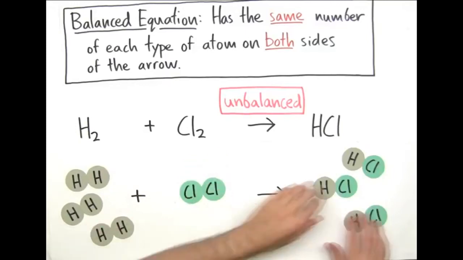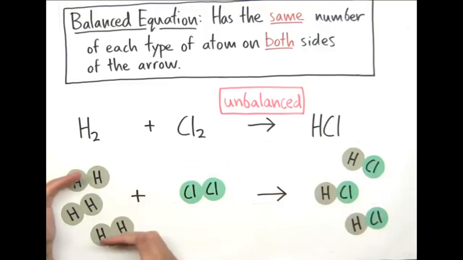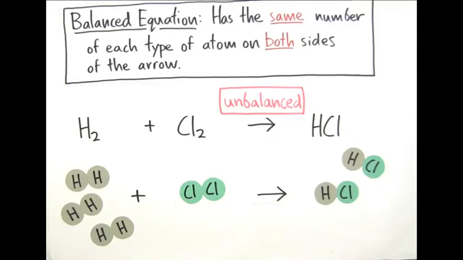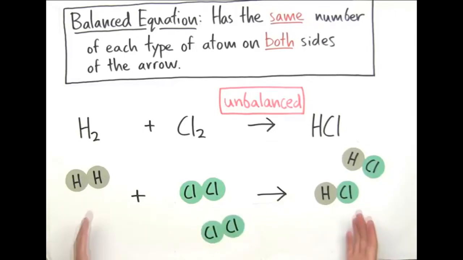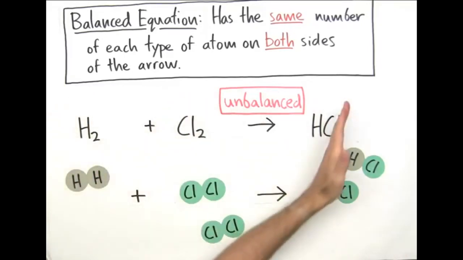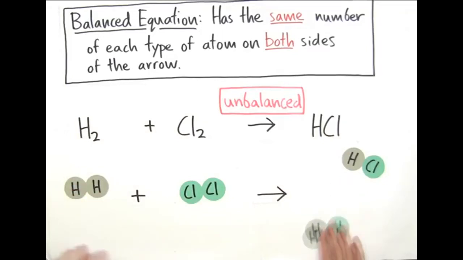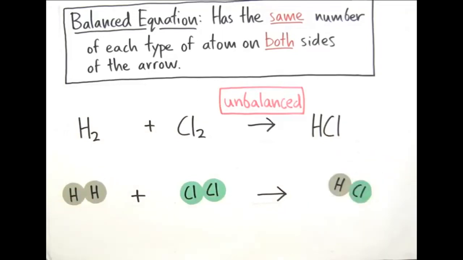Okay, it's a little bit like a puzzle. So it might turn out that to balance this equation, we need 3 of these and 1 of these and 3 of these. Or we might need 2 of these and 2 of these and 1 of these. So we play around with the number of each one of these that we have, finding a combination that gives us the same number of each type of atom on both sides.